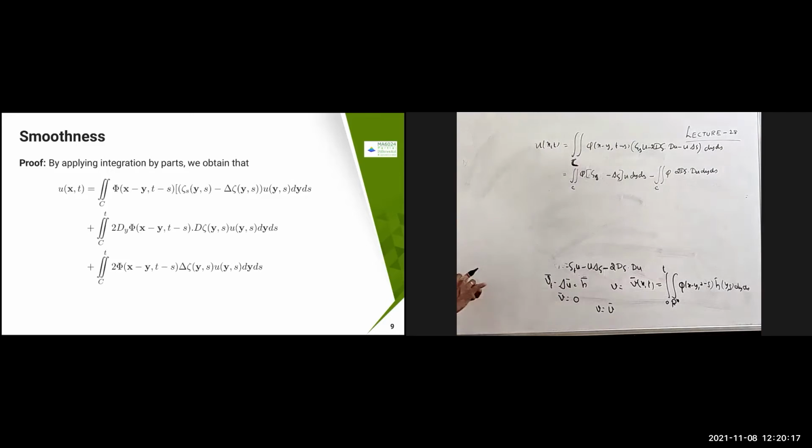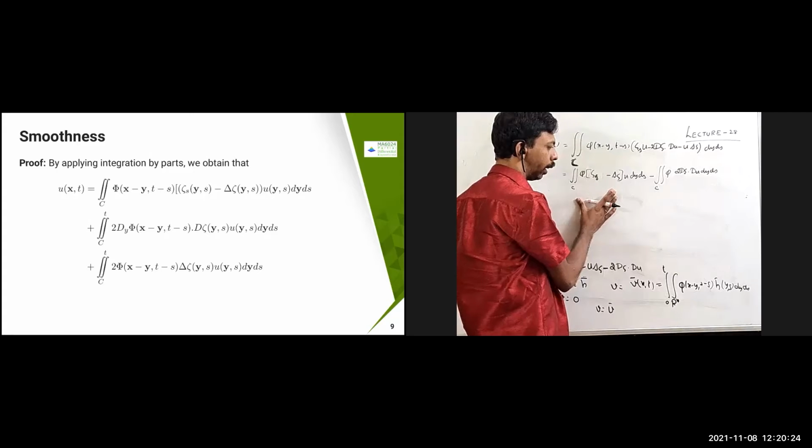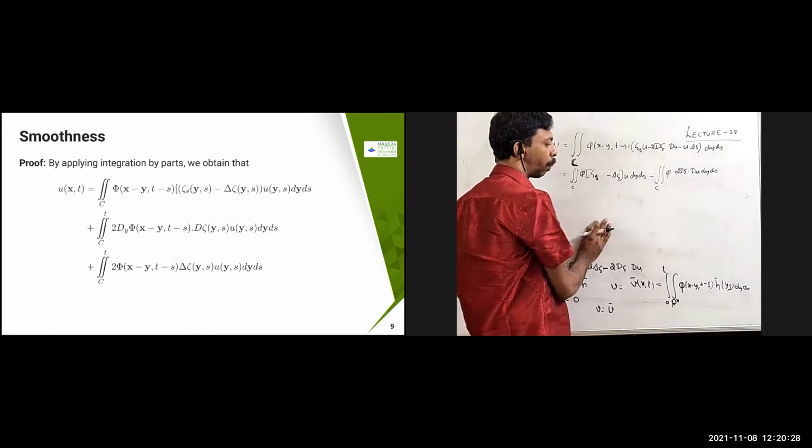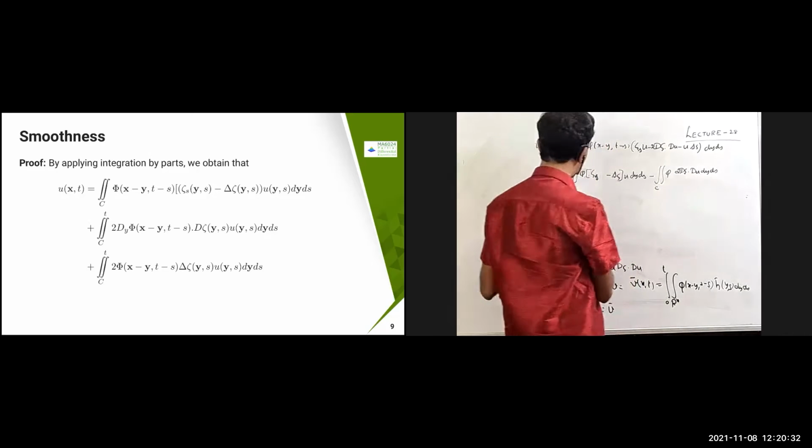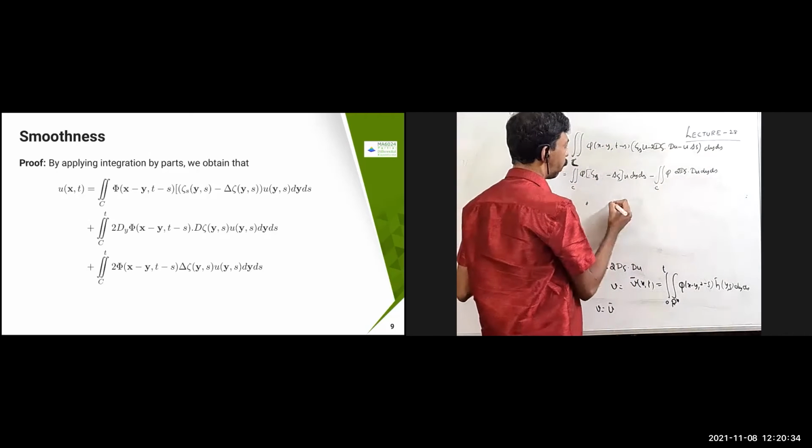Now we are going to apply the integration by parts. If you apply the integration by parts, this is going to be as it is. I'm not going to change anything here. The second thing I'm going to change, here I'm going to apply the integration by parts. So this is as it is. Only this part I'm going to change.